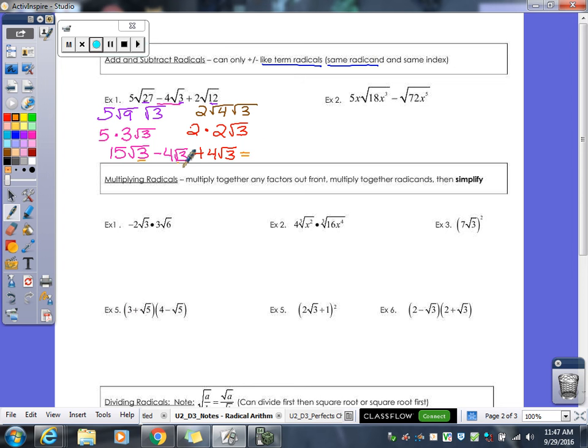So now that I have the same radicand, and all my radicals are radical 3, you add and subtract your numbers out in front just like you would for an x. So 15 minus 4 would be 11, plus 4 brings me back up to 15 radical 3. So just like when you add your like terms with your x's, your x itself doesn't change, just the numbers in front do.